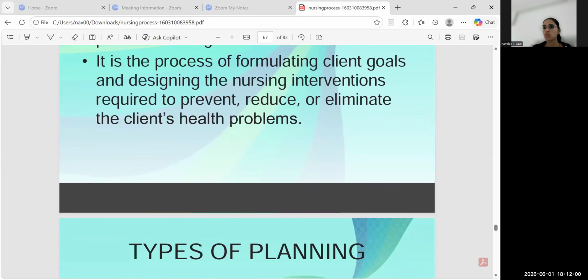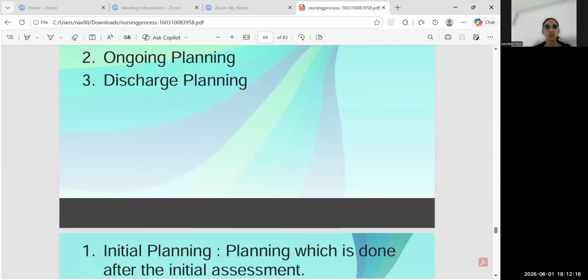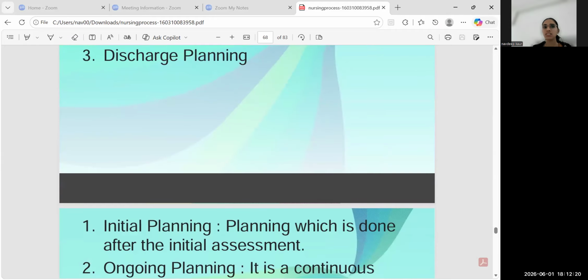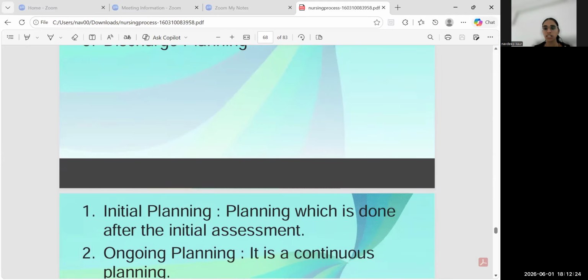Planning is the process of formulating client goals so that we can achieve the goals and we can reduce the patient problem. So by taking steps, for example, to prevent the patient from bed sores, to reduce the pain, or to eliminate the client's health problems. Planning is of three types: initial, ongoing, and discharge planning.